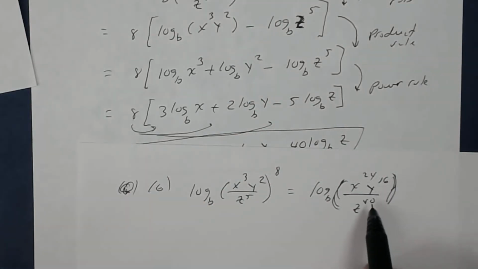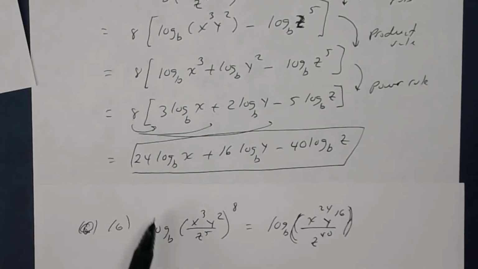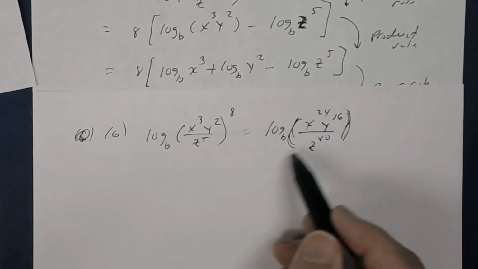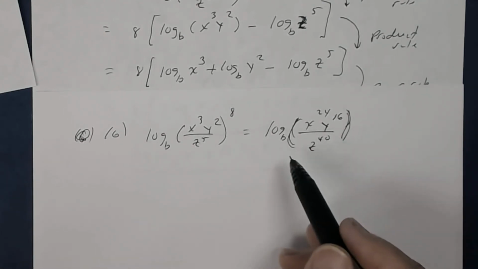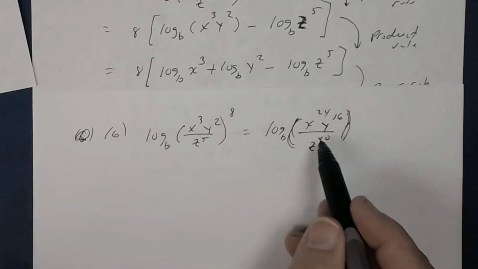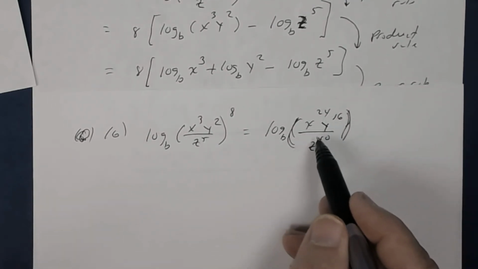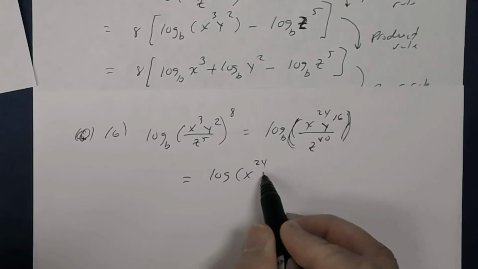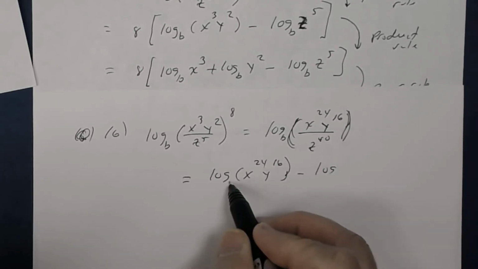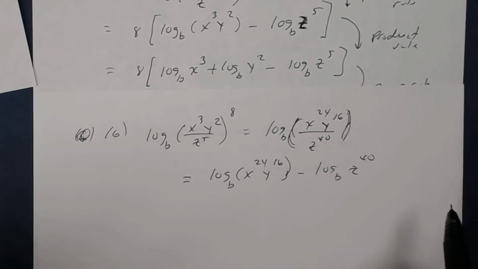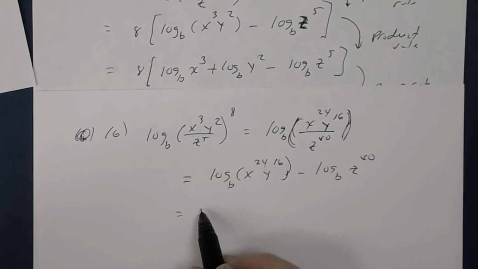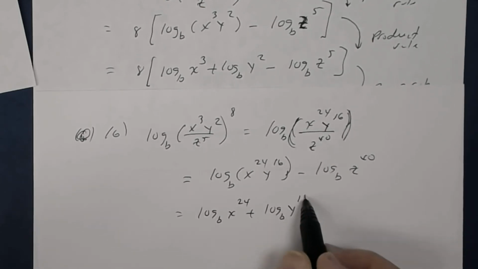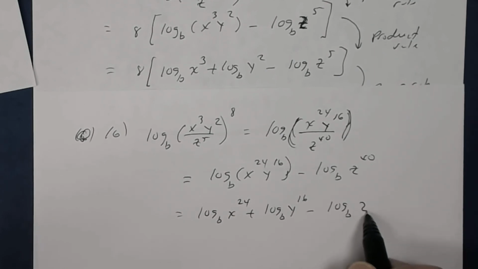Now, do those exponents look familiar? 24, 16, 40. That's these, right? So to go from here to here, I used a property of the laws of exponents from a previous course. Now I'm going to use the quotient rule, because you've got to do the quotient before you use the product. So that's going to be the log base b of x to the 24th y to the 16th minus the log base b of z to the 40th. Now I'm going to use the product rule. So that becomes the log base b of x to the 24th plus the log base b of y to the 16th minus log base b of z to the 40th.